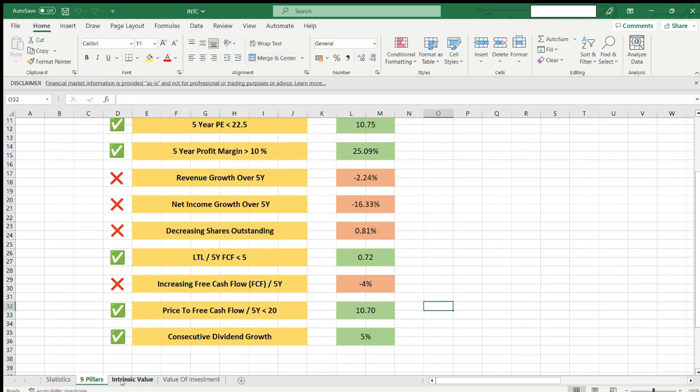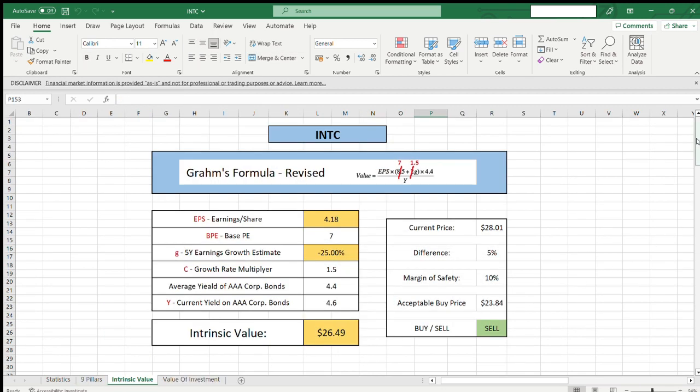But now let's jump to our intrinsic value calculator and find the intrinsic value of Intel using the Grams formula revised. We plugged in the earnings per share of Intel and the 5-year growth estimate, which is at negative 25%, to get an intrinsic value of $26.49, which is 5% lower than the current trading price.